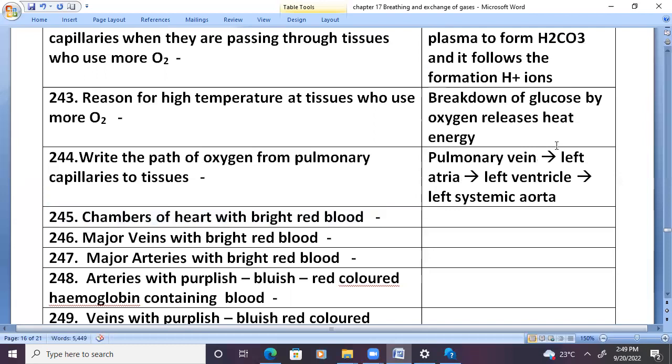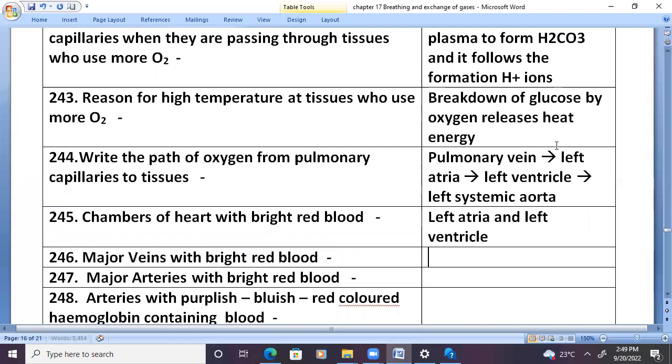Chambers of heart with bright red blood. That means bright red indicates oxyhemoglobin. So that's why we can say on the left side of the heart, oxygenated blood is going. That means the answer is left atrium and left ventricle.